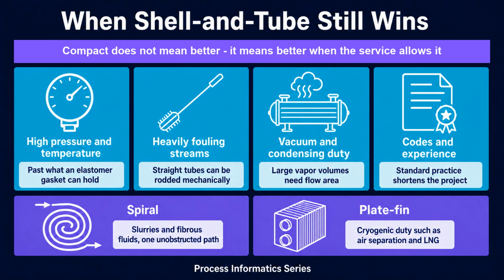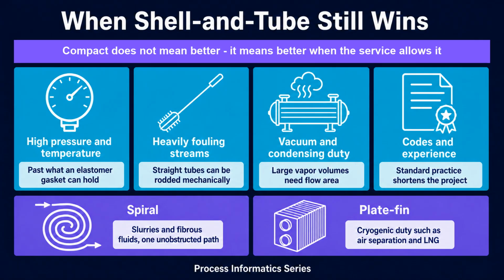Coke and scale need mechanical cleaning, and rodding straight tubes through a removable head is routine, whereas coke in narrow plate channels may not be recoverable by chemical cleaning alone. Vacuum and condensing duties with large vapor volumes want the generous flow area a shell provides. And then there is the project argument that engineers underrate. Standardized mechanical codes and a century of fabrication experience shorten the schedule and lower the risk.